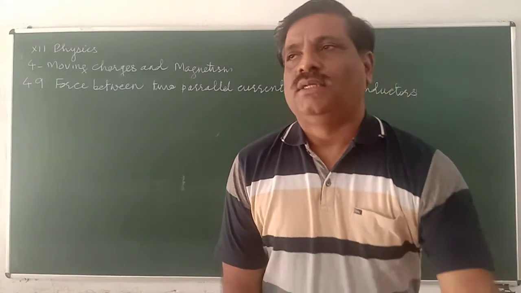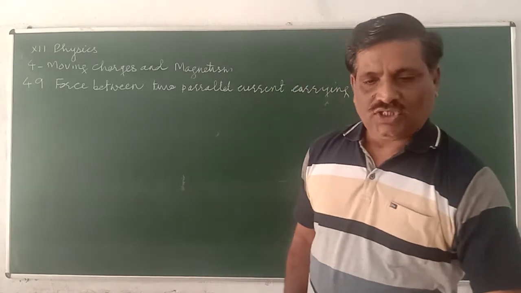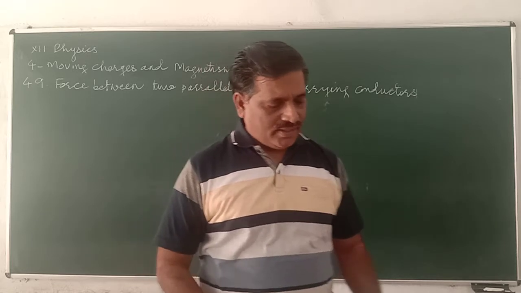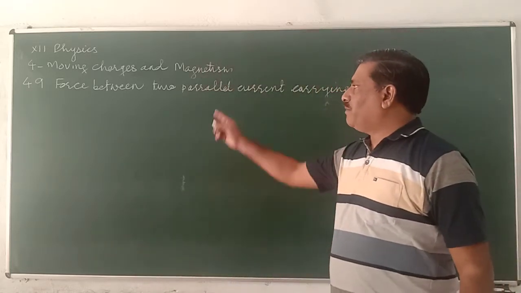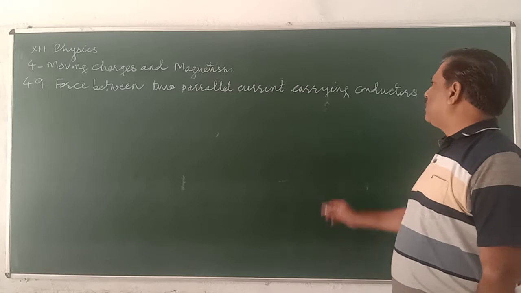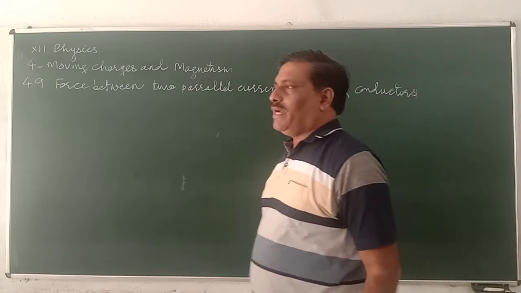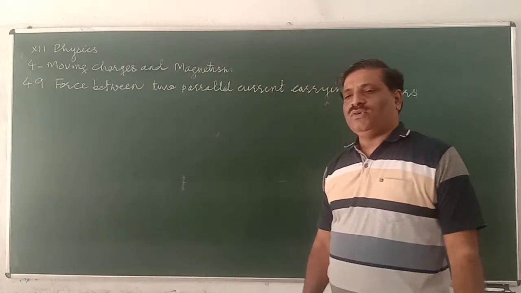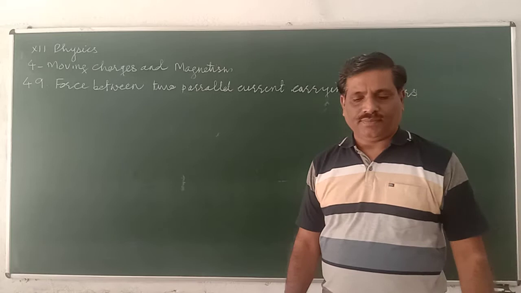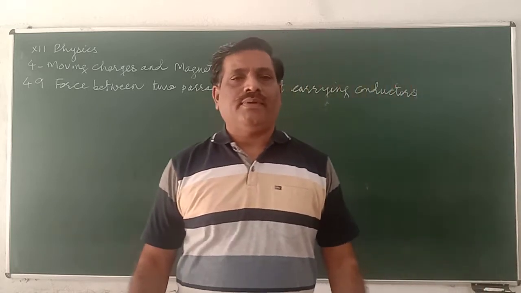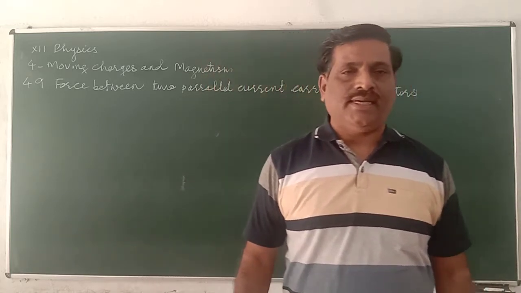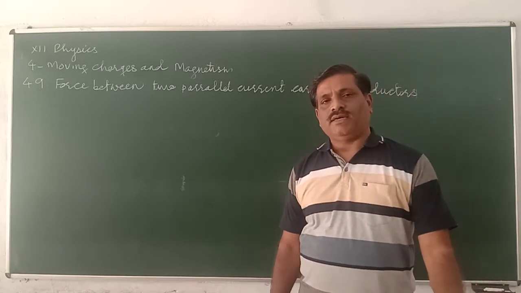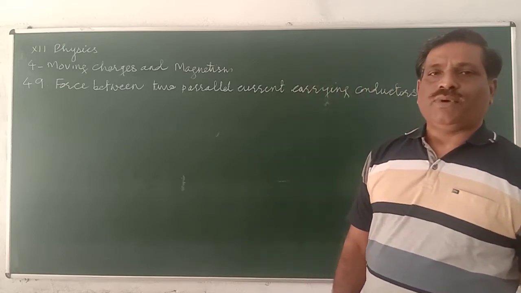Hi friends, we have discussed the force on a charged particle when it is in an electric field and when it is in a magnetic field. Now we are coming to the topic: force between two parallel current carrying conductors. We know that when current flows through a conductor, it produces a magnetic field around it. Also, if a current carrying conductor is placed in a magnetic field, it experiences a force. These two concepts are combined here to define the SI unit of current, the ampere.